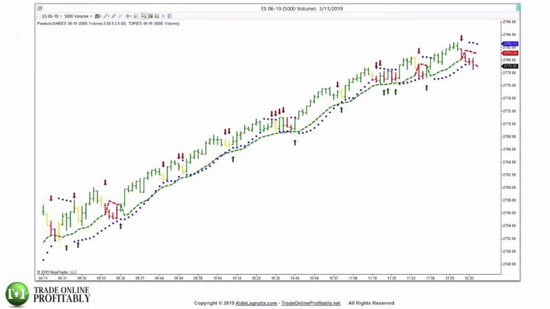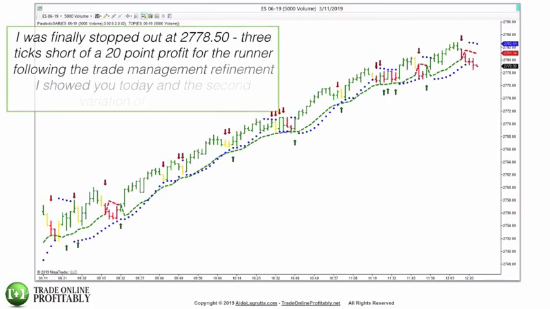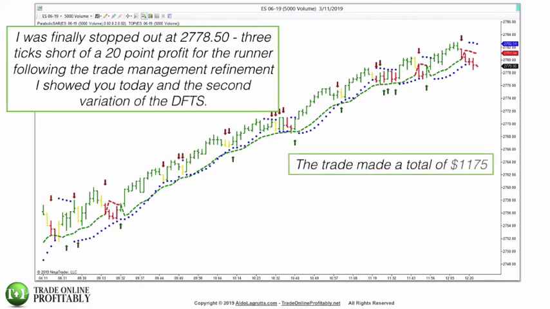I was finally stopped out at 27.78.50, 3 ticks short of a 20-point profit for the runner, following the trade management refinement I showed you today, along with the second variation of the DFTS. The trade made a total of $1,175. I hope this example helps you understand the importance of good trade management.